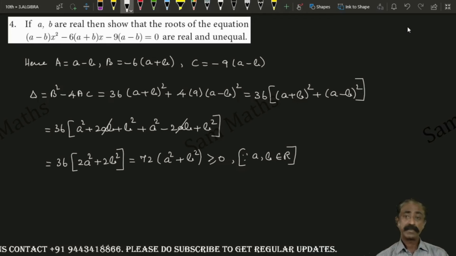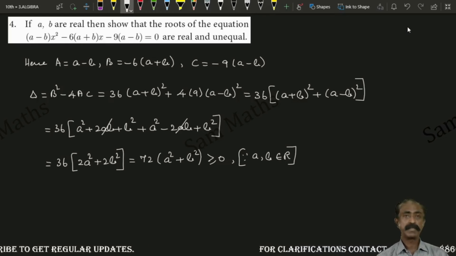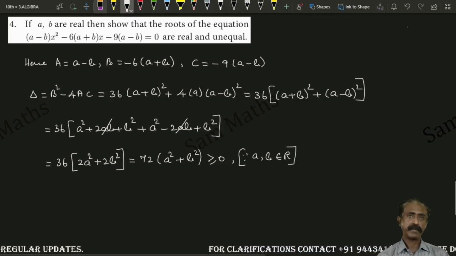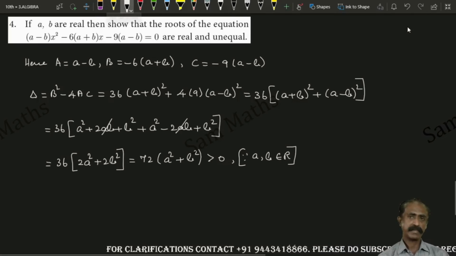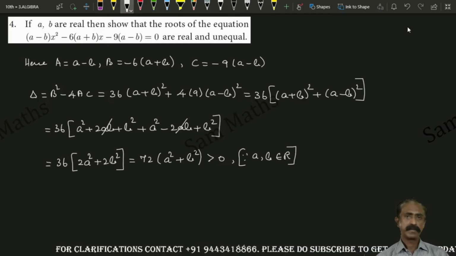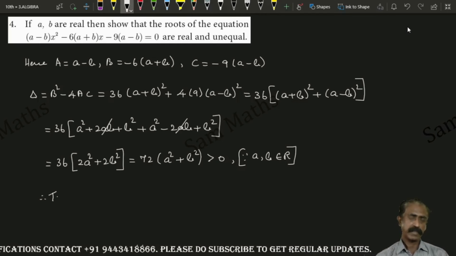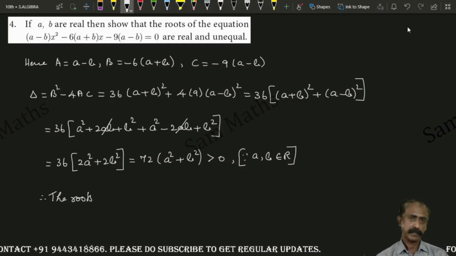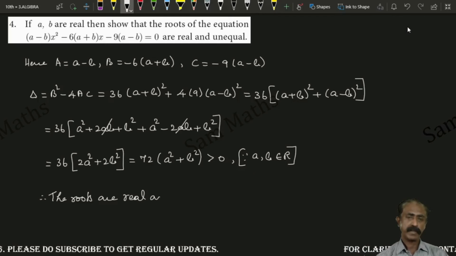Clear children? 0 is also there. If a becomes 0 and b becomes 0, automatically this will be 0. But if a and b become 0, then the equation will be meaningless. Therefore, we can take this as greater than 0. Are you clear children? Very clear? Right. Therefore, the roots are real and unequal.